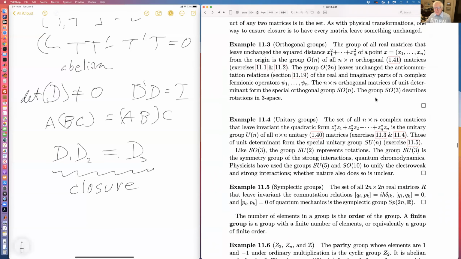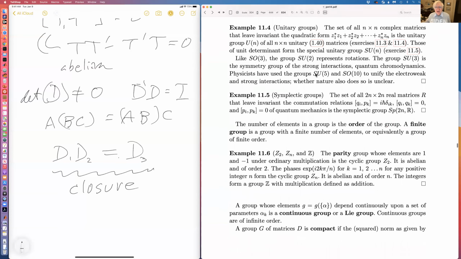The reason why that is important is that transformations that leave the squared distance invariant could include the reflections, and if we want to narrow down to the group of rotations, then we impose the requirement that the determinant of the transformation be +1.